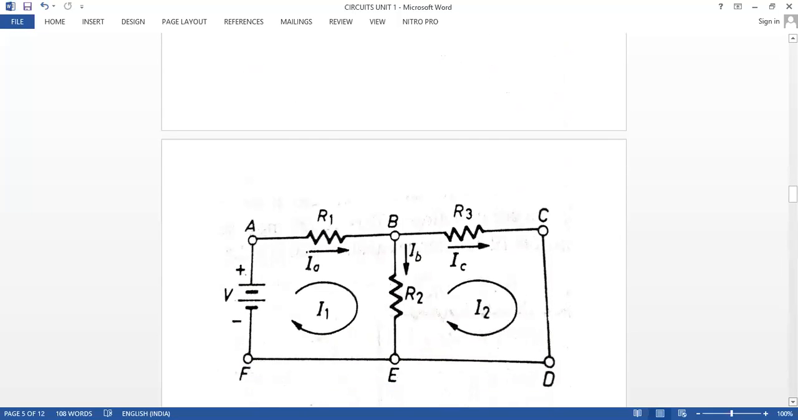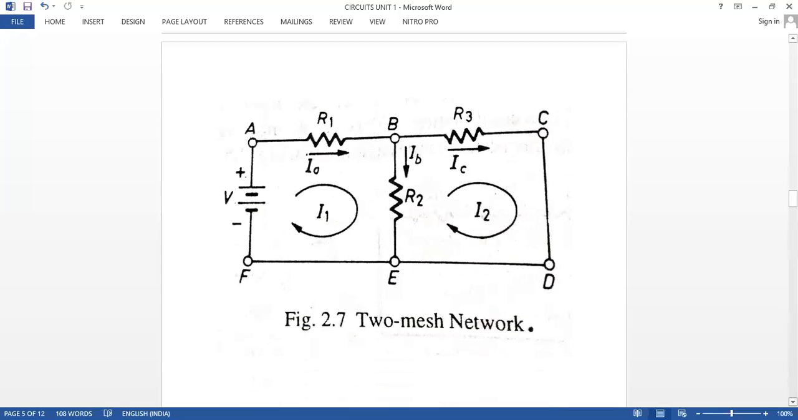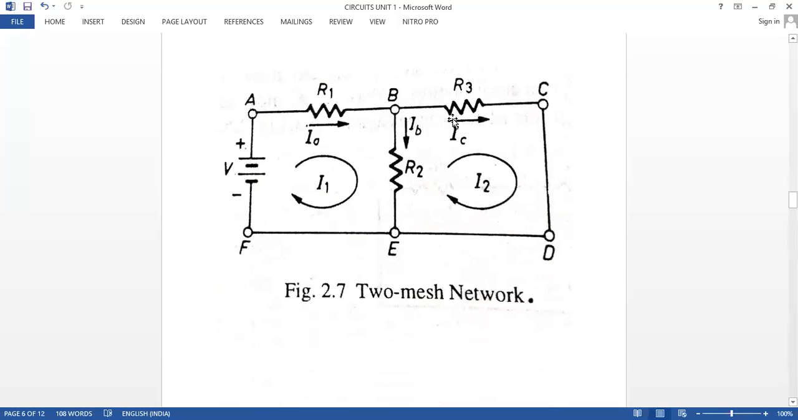Now, all of you, one simple question I'm asking. A mesh is a part of a loop. Loop means only a single thing will be there. But here, how many closed regions are we having? 2 closed regions. So the loop is divided into the smallest part called the mesh. Here, this is mesh 1, mesh 2.